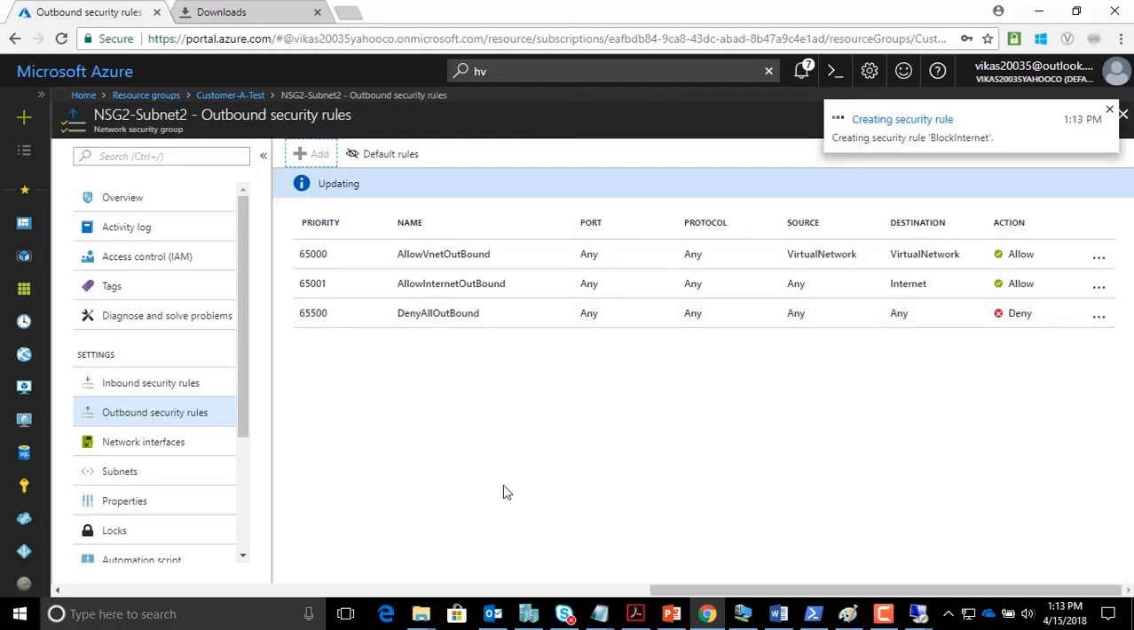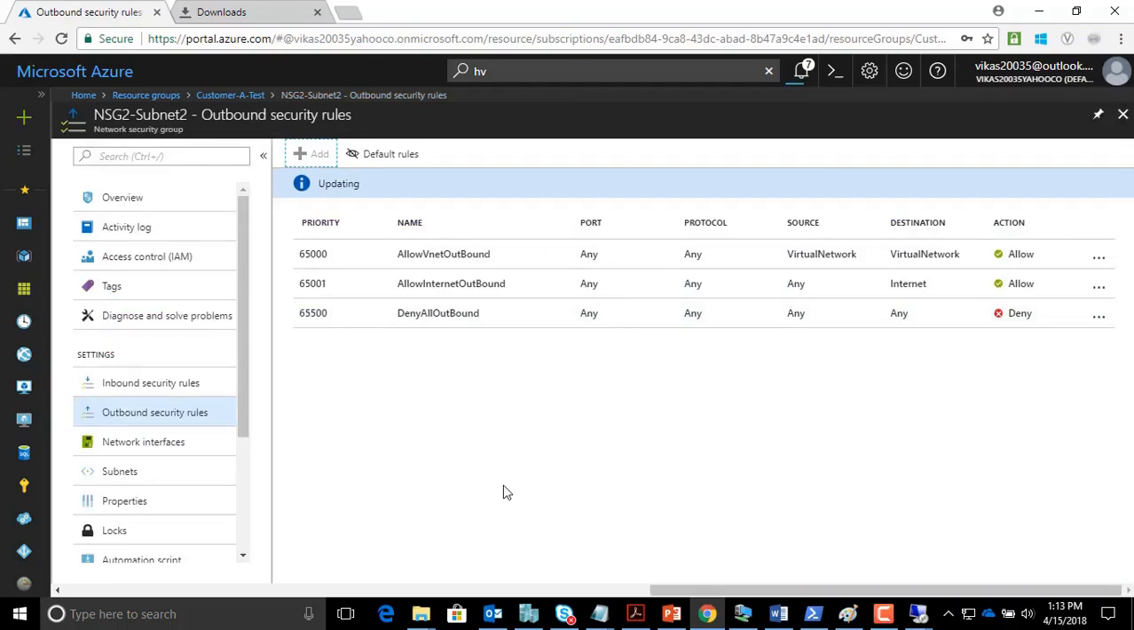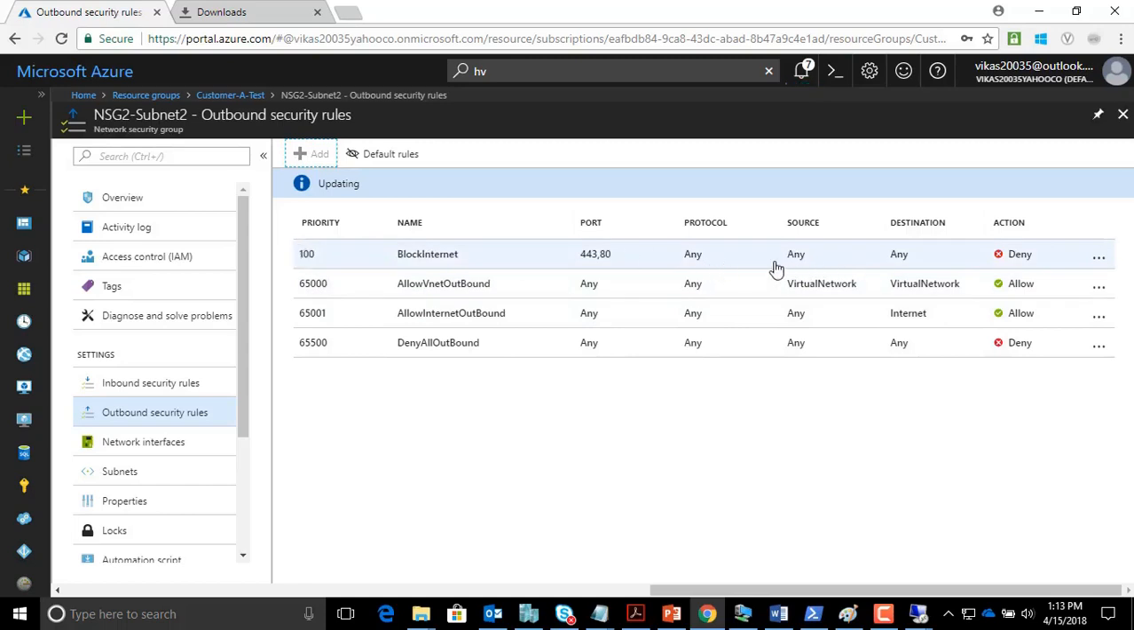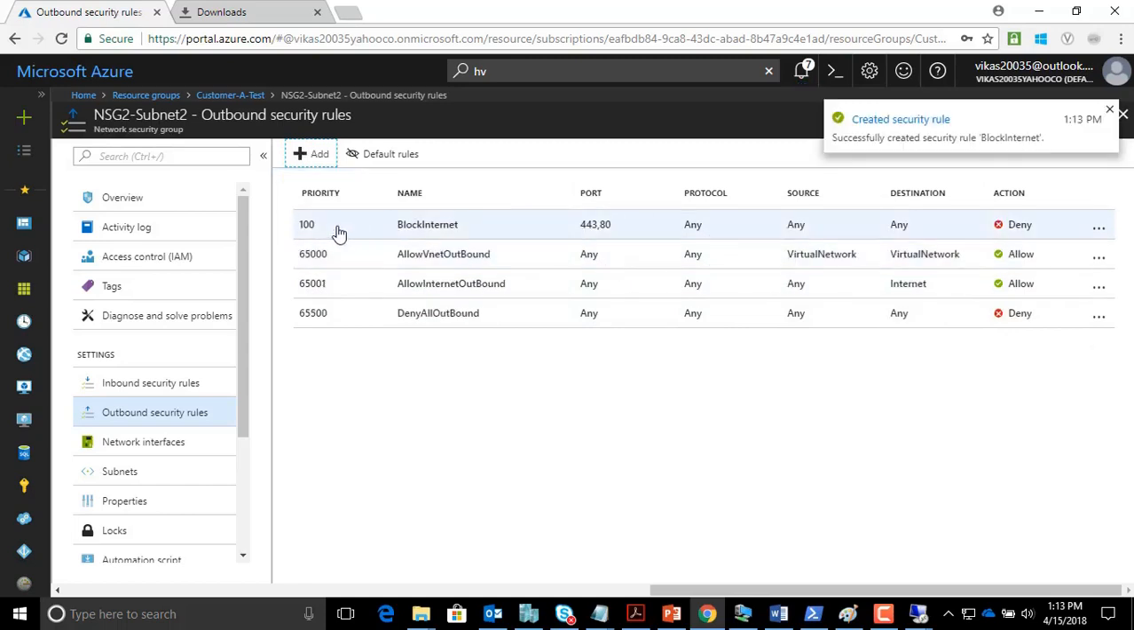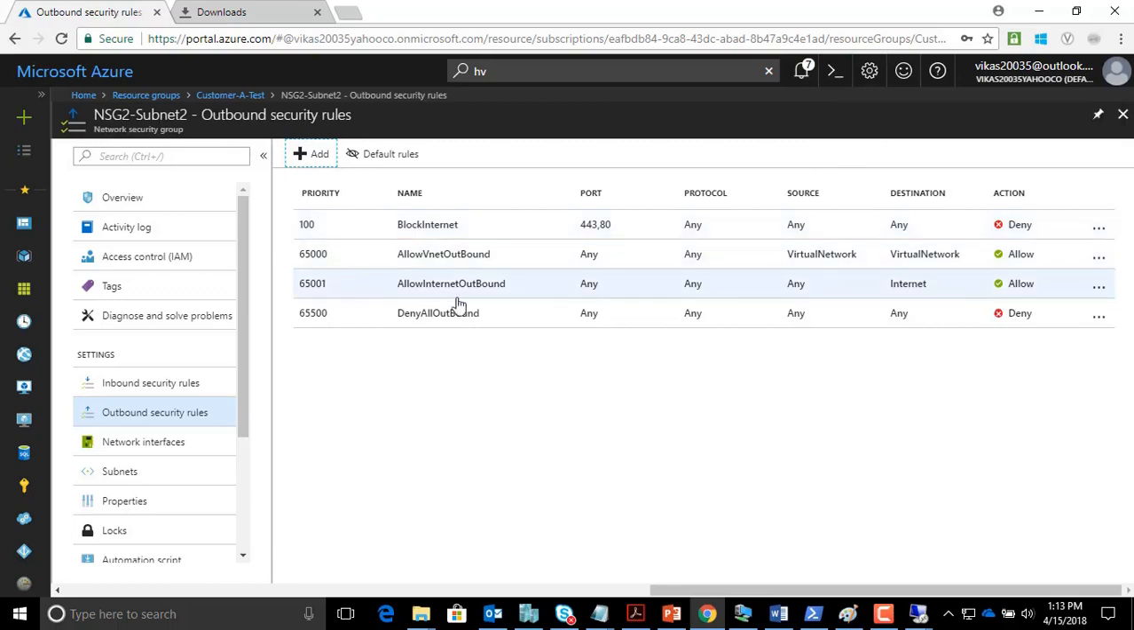So when somebody tries to browse from the subnet to internet, the rule number 100 will have more priority and it will block the internet via rule number 100. And once it processes, it will not talk to the rule number 65001. This is a firewall rule. As soon as the rule matches the configuration, the rule processing stops itself at rule number 100. It will not process the rule number 65001.